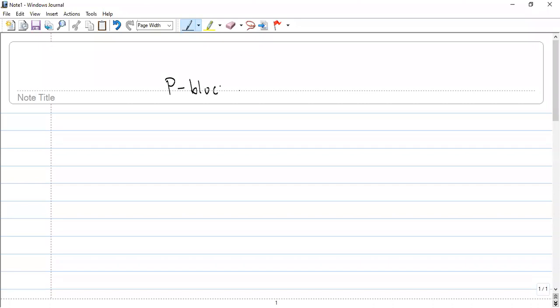P block elements. We are starting with allotropy. What is allotropy? Can anybody tell the meaning of allotropy?